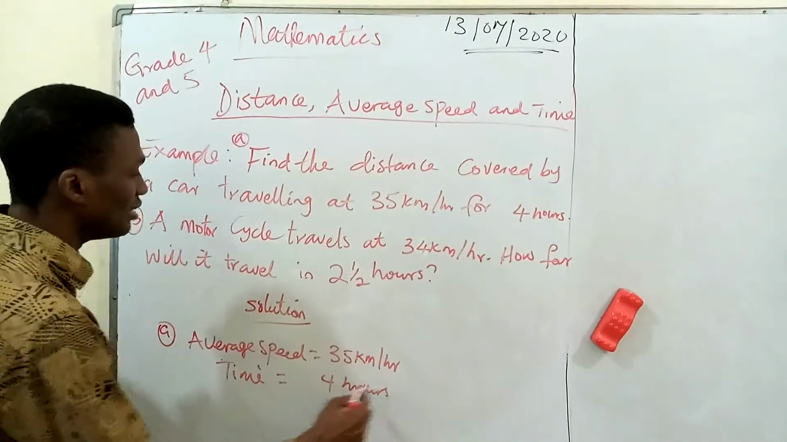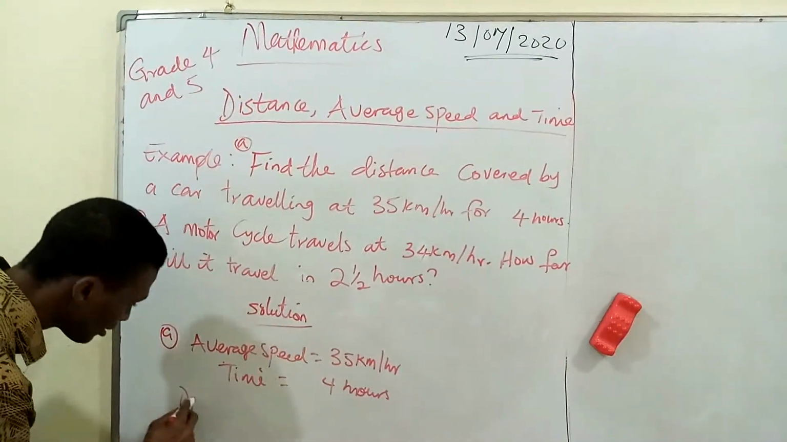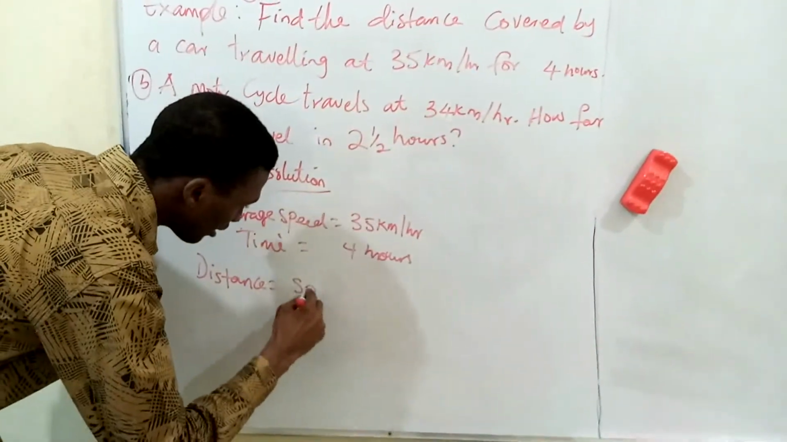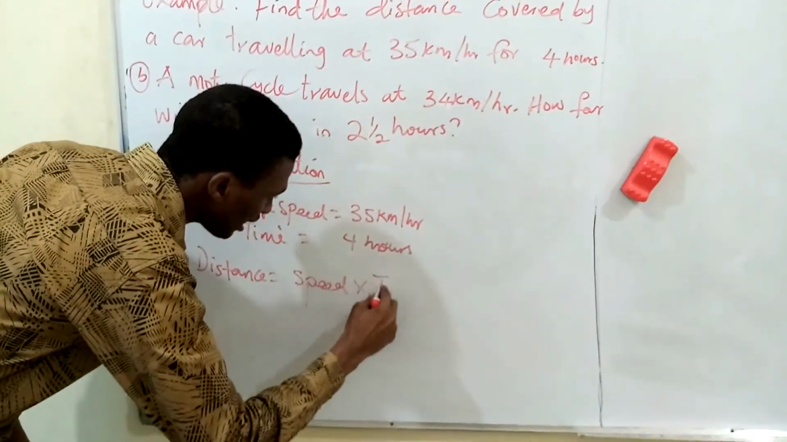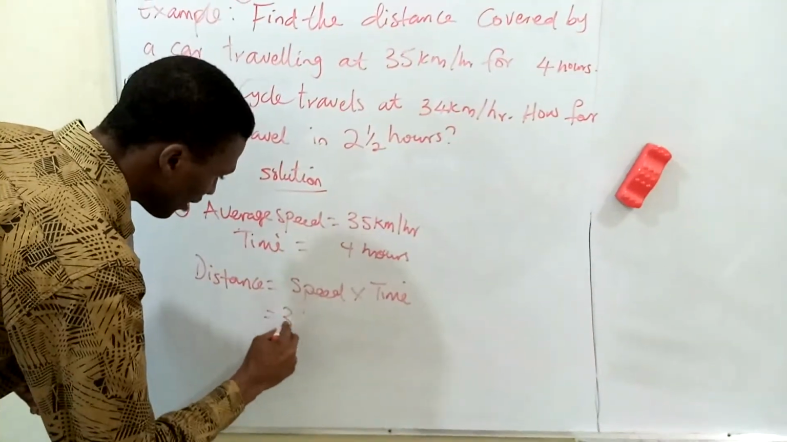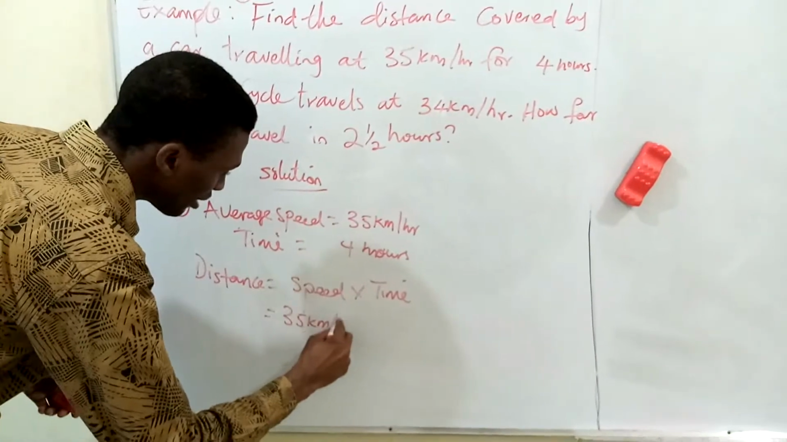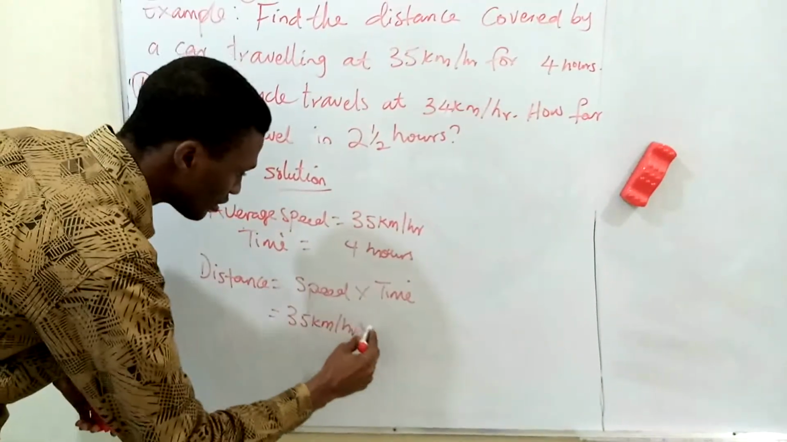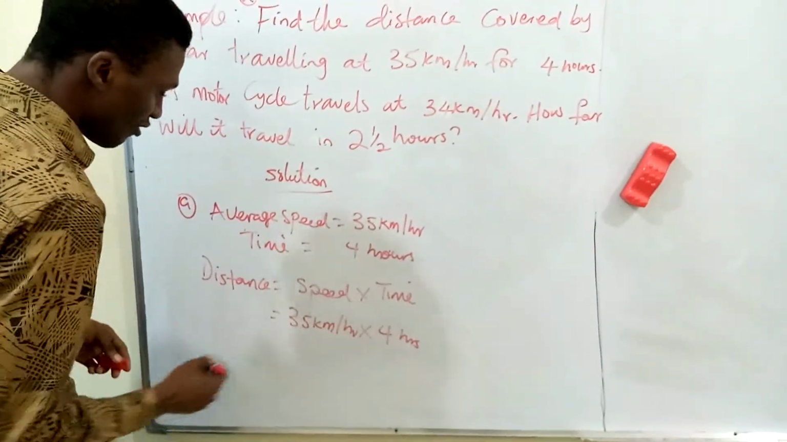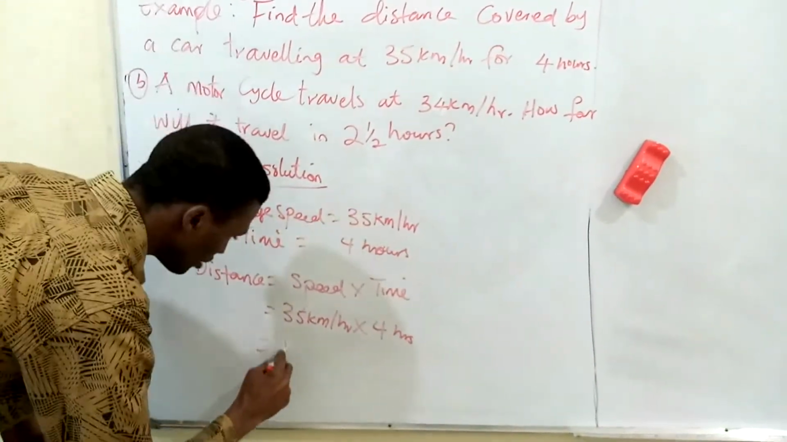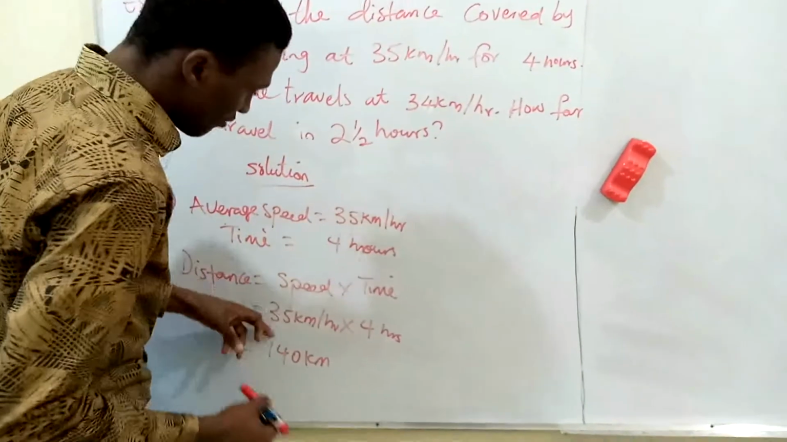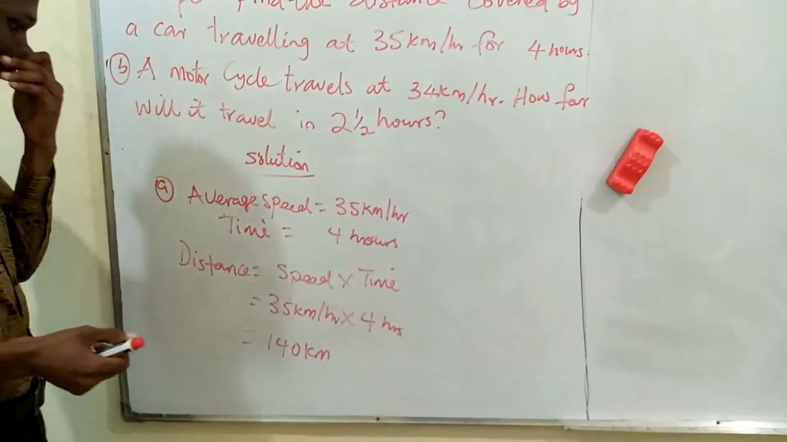We have to find the distance, and we say distance is given as average speed times time. So we have 35 kilometers per hour, our average speed, times our time of 4 hours. Multiply 35 by 4 to get 140 kilometers.